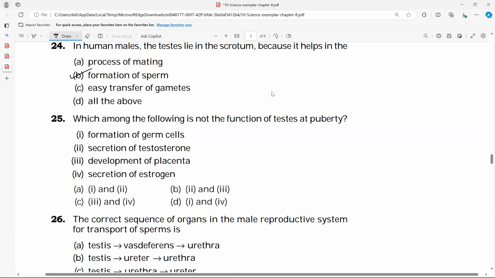Which among the following is not a function of testis at puberty? Formation of germ cells, secretion of testosterone, development of placenta, secretion of estrogen. The placenta is produced in the female reproductive organ, the uterus, and secretion of estrogen is a female function. So these two are not functions of the testis. Sorry, it is asking which one is not a function, so third and fourth. C is correct.